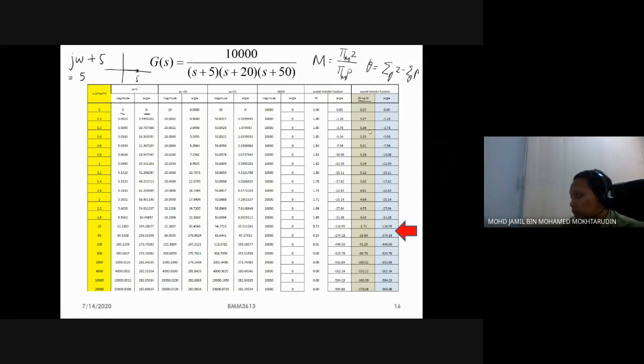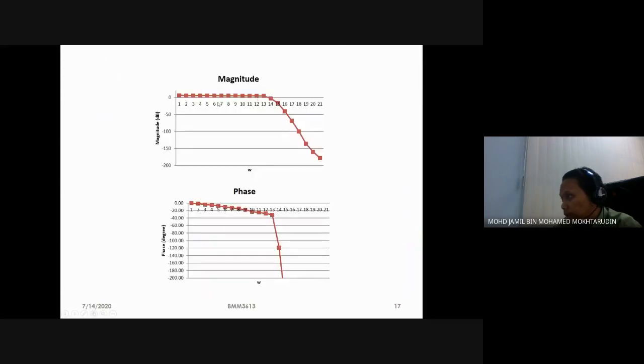In a log graph. If you are given a log graph, if you are not given, then draw on A4 paper. Okay, so after you get these values, then you plot. So this is an example of the plot. This is the magnitude plot, and this is the phase plot. Okay, so if you take more points, more values of frequency, you will get a smoother graph. But this graph is not very pretty.